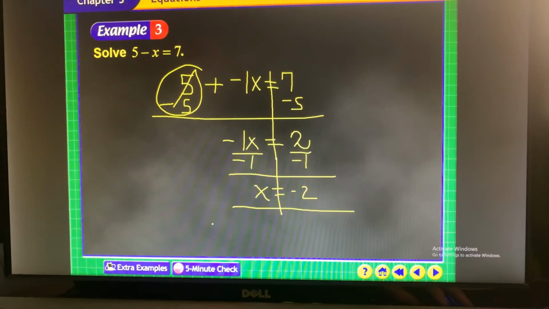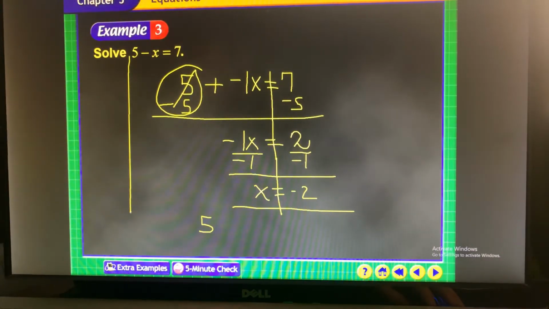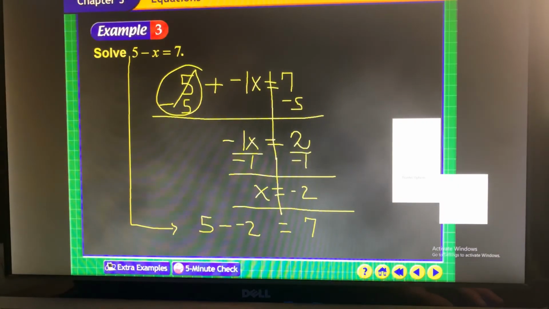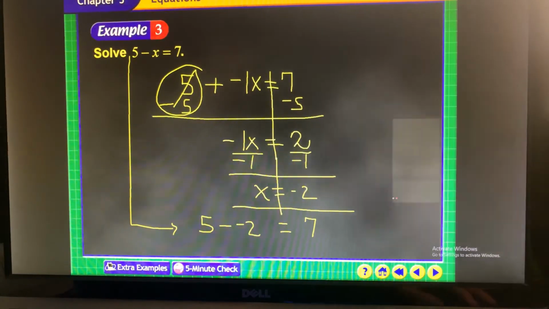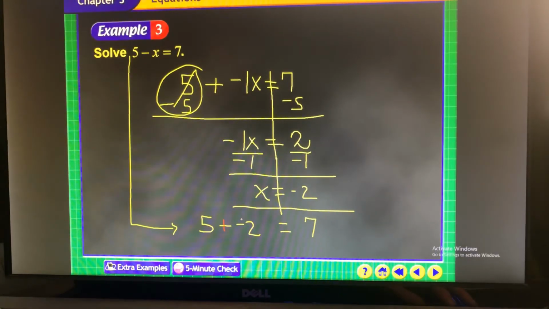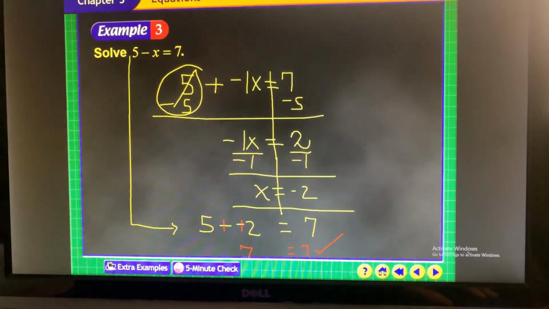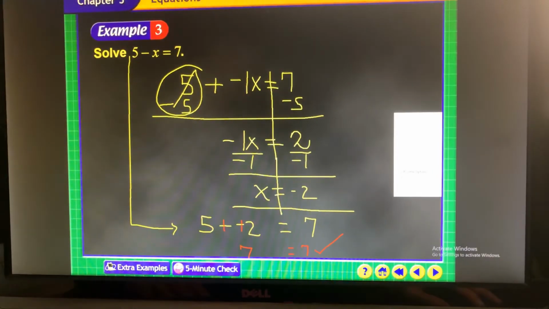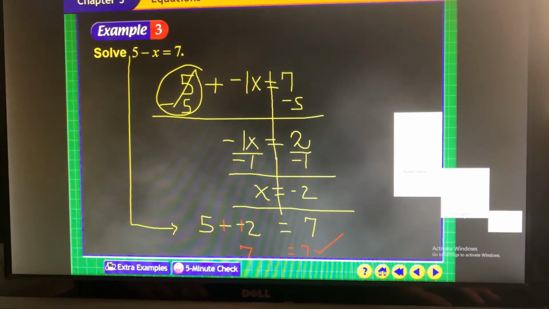So now check it. You go back to the very original problem right here. 5 minus negative 2 equals 7. Well, if you remember your chapter 2 rules, add the opposite, you'll see 7 equals 7, and it worked. So this one is really, really important. Make sure that you understand it. Take good notes on it. Remind yourself.